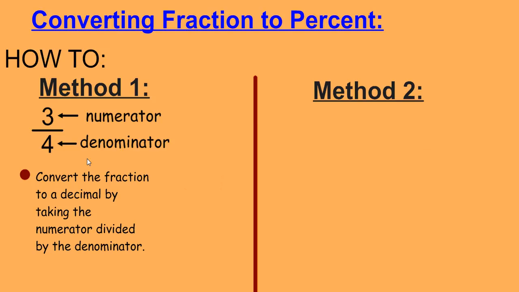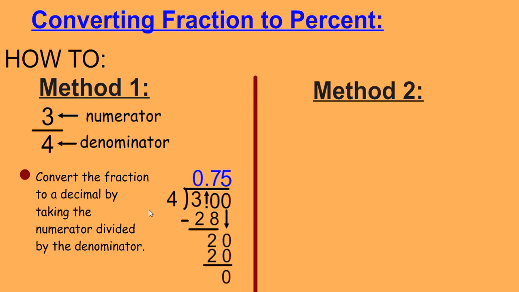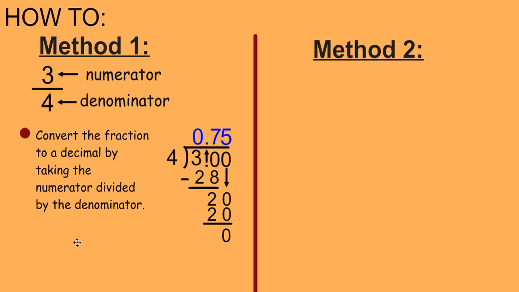So our first example is 3/4. How do we convert that to a percent? First, we need to convert it to a decimal by taking the numerator divided by the denominator. This is one of the methods you can use. Write it out and do it in long division. Notice we had to add a decimal behind the 3. We had to add a couple zeros back there. And then go about our long division process to get 75 hundredths.